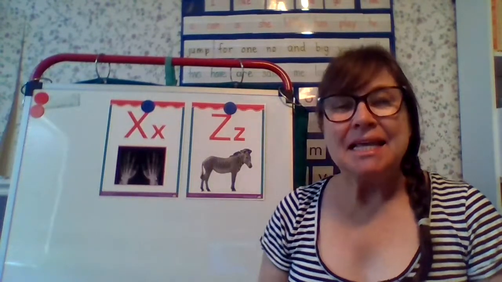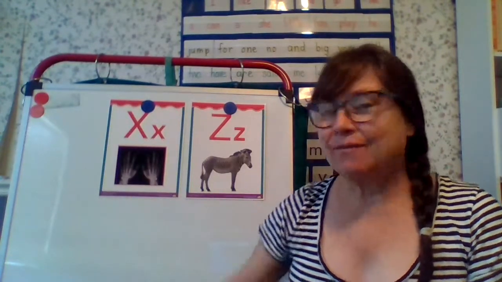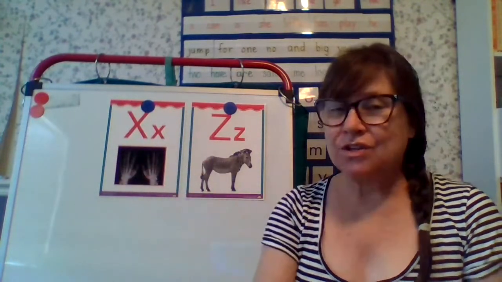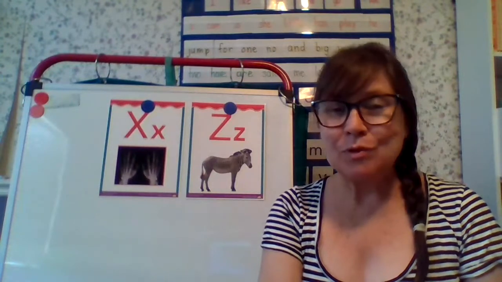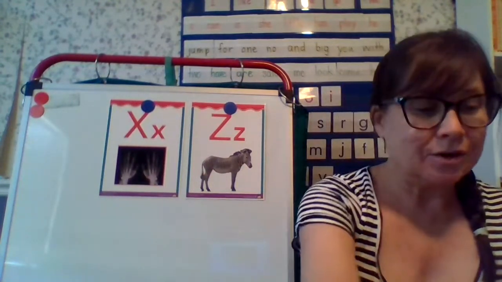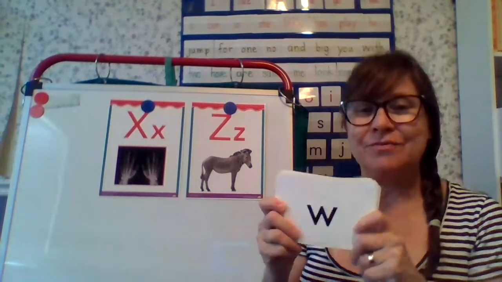Hi everybody. We're going to get started with this week. We have two new letters, X and Z. We're going to do our letters, our blue book, and then we're going to do some blending. All right, so let's get started with the letters.